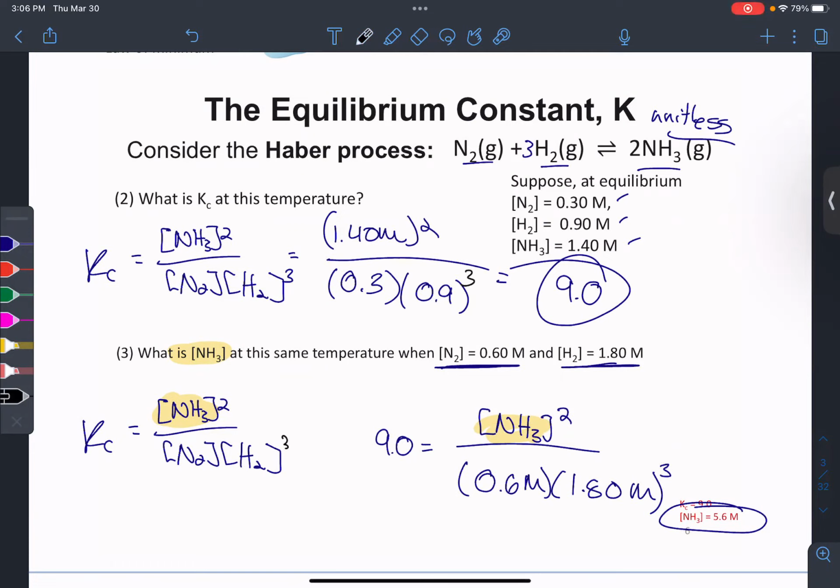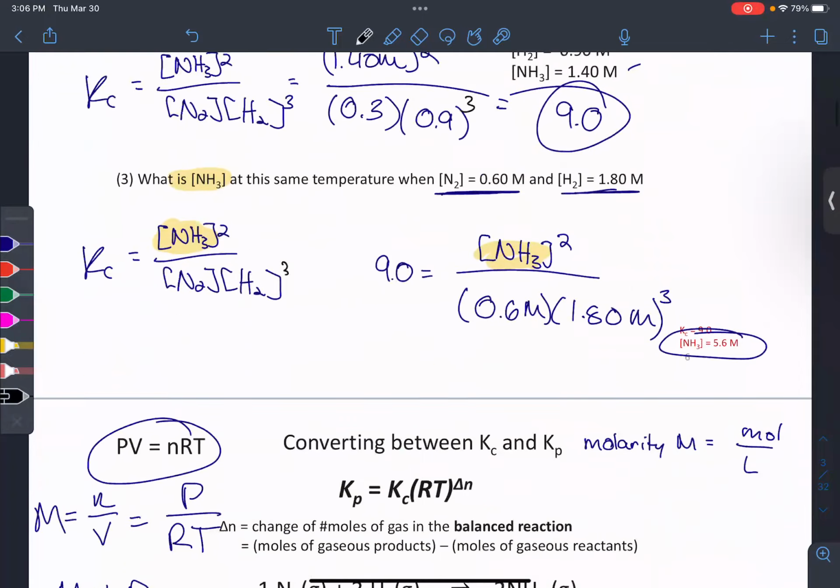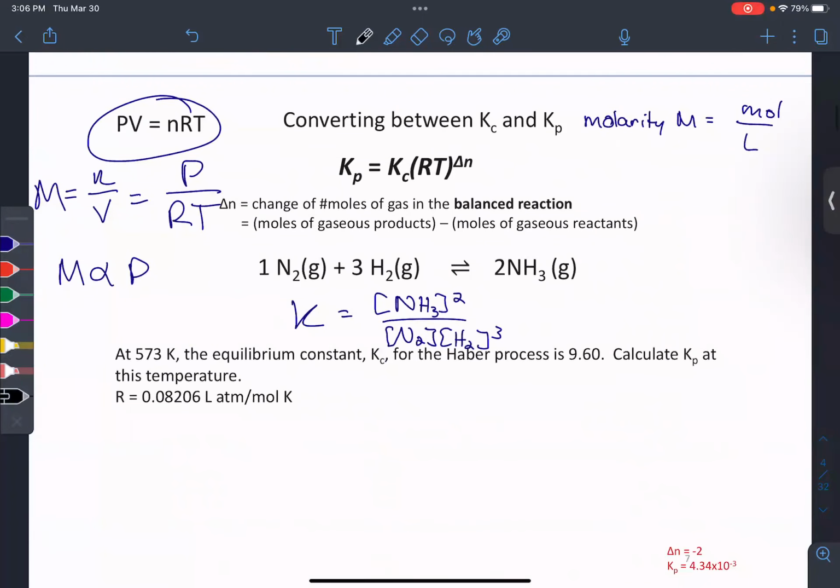All right, you should still get the same thing there when using the balanced chemical equation. Sorry about that. And then, what are we doing here? Because I wanted to introduce K and converting between Kc and Kp.